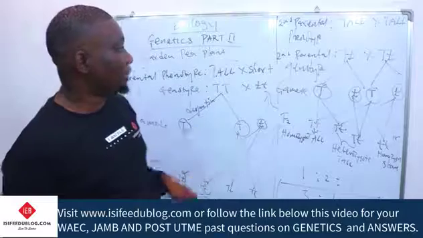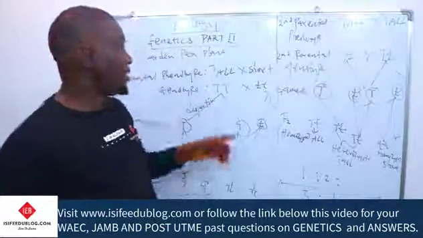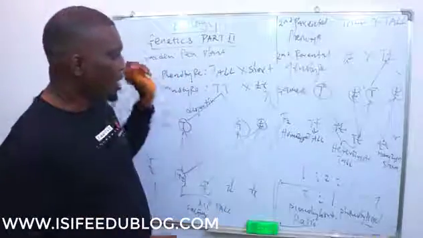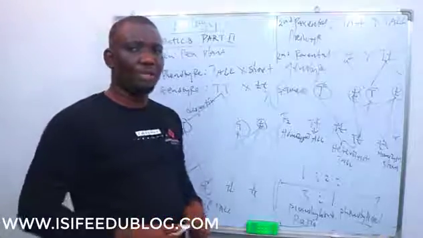That is what happened in Mendel's first law of inheritance as far as the law of segregation is concerned. And then to the second principle, which is the law of independent assortment.